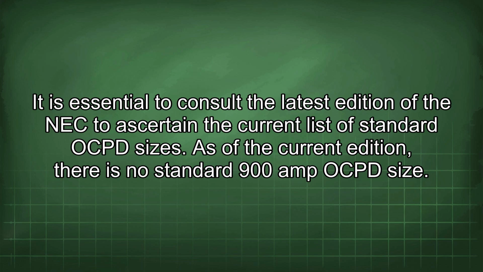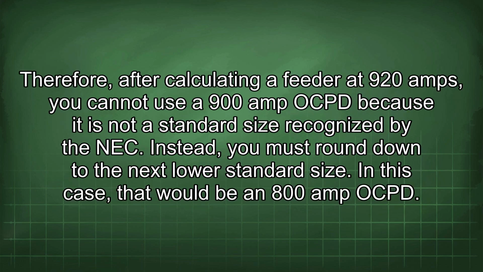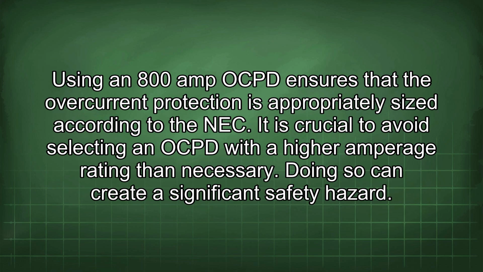As of the current edition, there is no standard 900 amp OCPD size. Therefore, after calculating a feeder at 920 amps, you cannot use a 900 amp OCPD because it is not a standard size recognized by the NEC. Instead, you must round down to the next lower standard size. In this case, that would be an 800 amp OCPD. Using an 800 amp OCPD ensures that the overcurrent protection is appropriately sized according to the NEC.